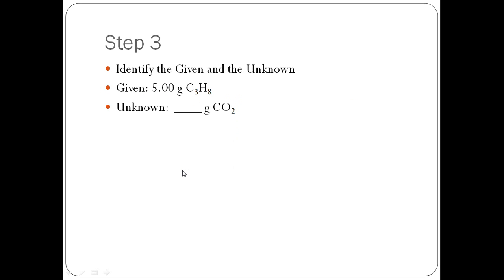Okay. Step 3, you got to identify the given and the unknown. You have to refer to the problem, and the problem states that what is the mass of carbon dioxide formed if you have 5 grams of propane. Okay, so the given is 5 grams of propane, which is C3H8, and your unknown, or what you want, is the grams of CO2.